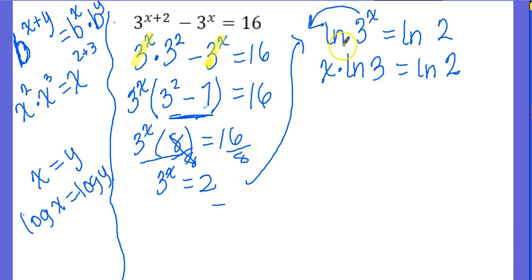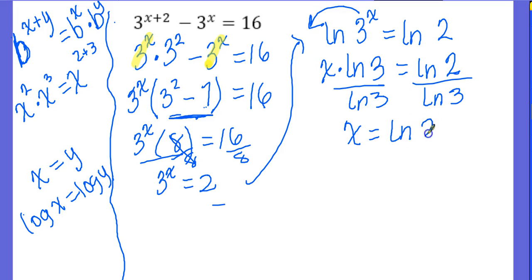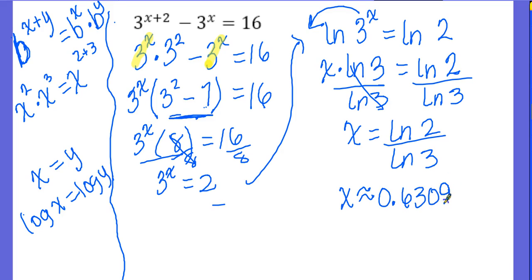Now that that x is down out of its lofty position, I can go ahead and move the natural log of 3 to the other side of the equation. So x is equal to the natural log of 2 divided by the natural log of 3. We'll plug that into our calculator and we will get x is equal to approximately 0.6309.